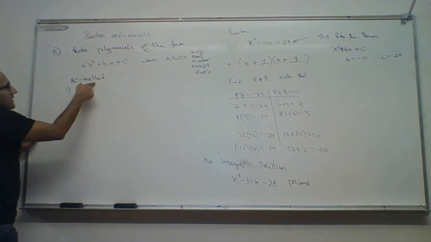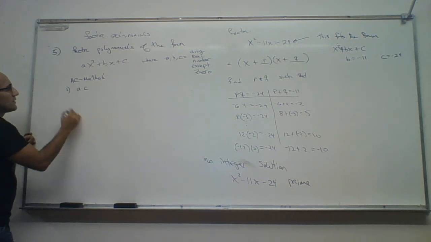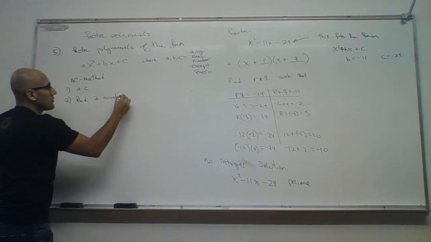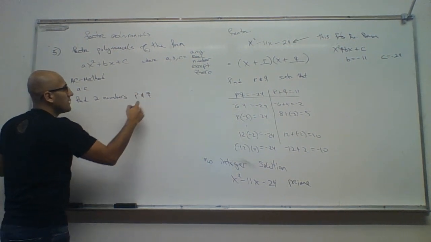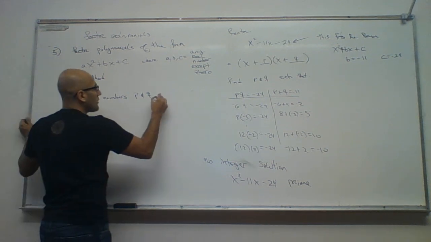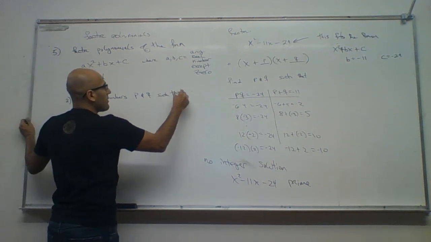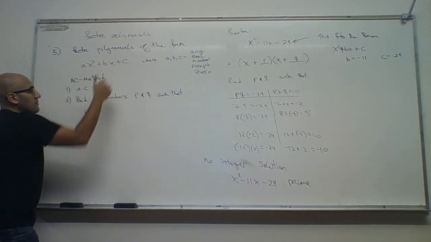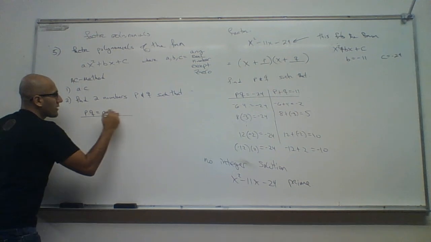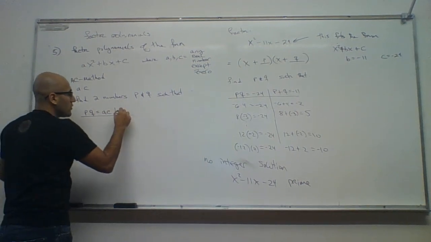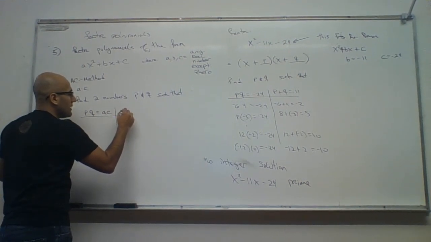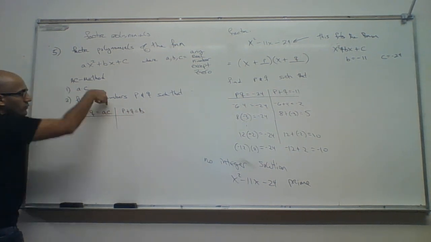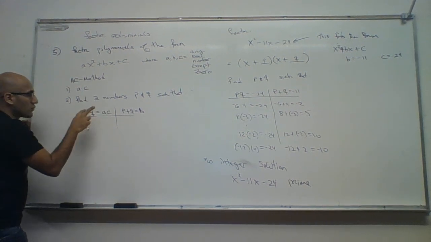Okay, step 1, it is the AC method, so we're going to multiply a times c. Step 2, we're going to find two numbers, p and q, like we did before, except that we want the following: when you multiply p times q, it doesn't equal the last constant like it did before, it equals AC, the product of the first and the last. And also, when you add them, p plus q, it equals b, just like before. So that part's the same. This one, we're inserting the extra c in there. So you find those two numbers.